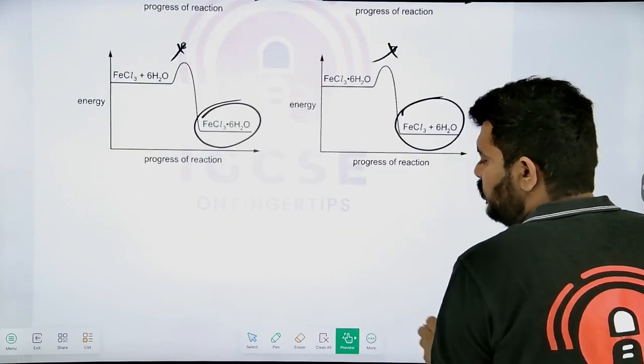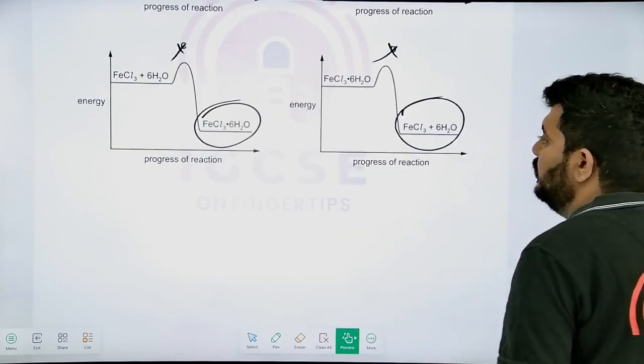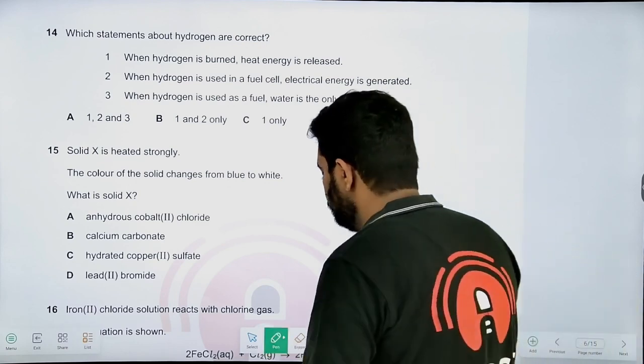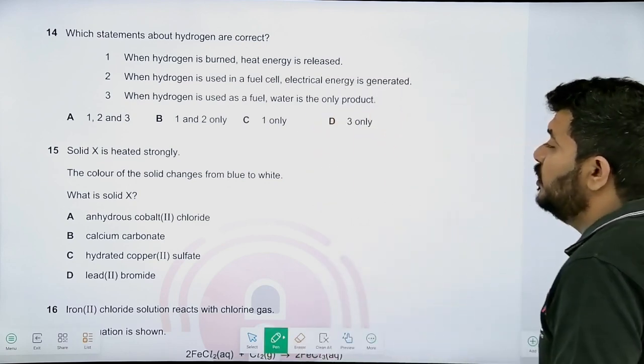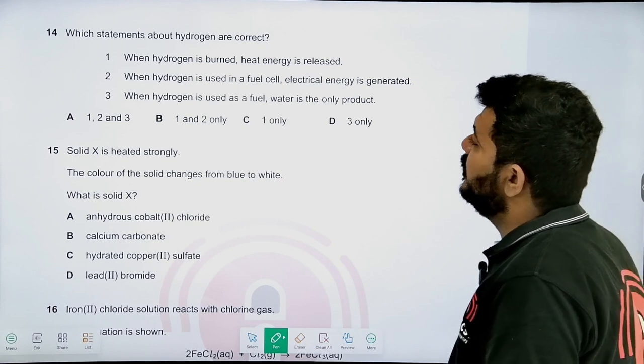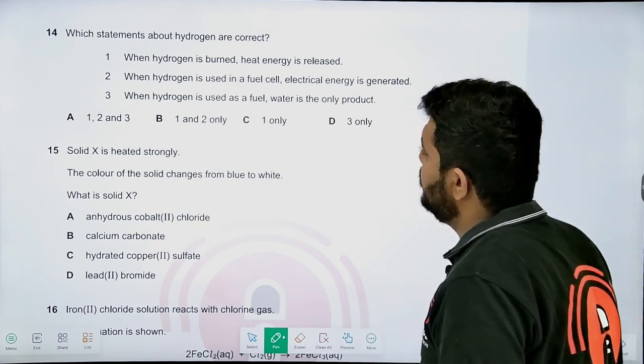Let's see if there are more questions over here. No. Then we have, which statements about hydrogen are correct? When hydrogen is burned, heat energy is released.